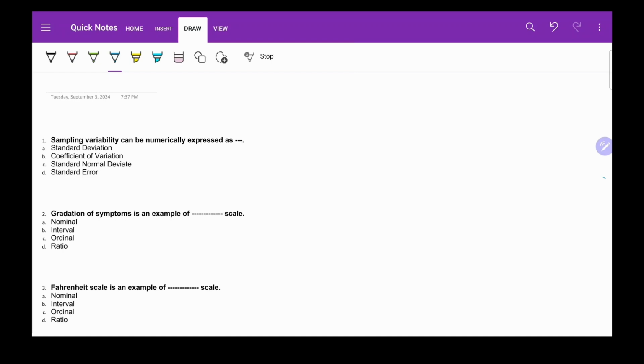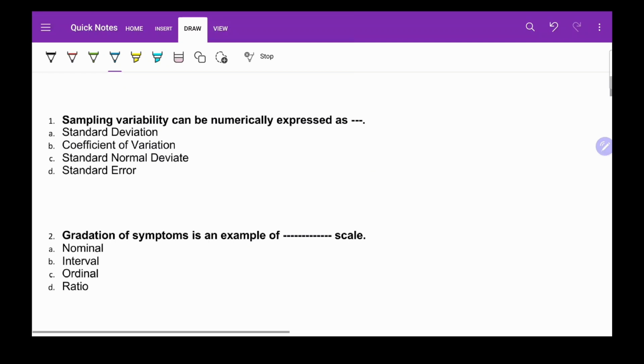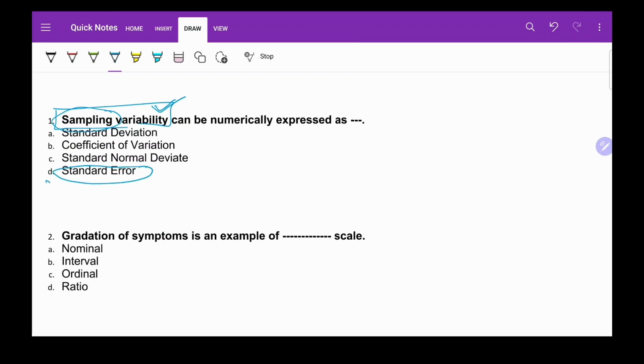The first question is, sampling variability can be numerically expressed as: standard deviation, coefficient of variation, standard normal deviate or standard error. So when it is sampling variability, the variability which is related with the sampling, then it is known as standard error.